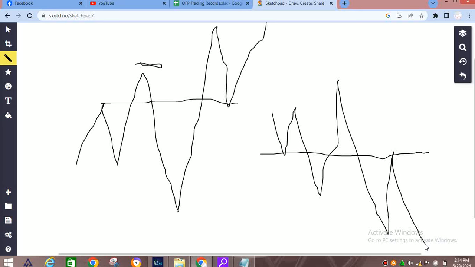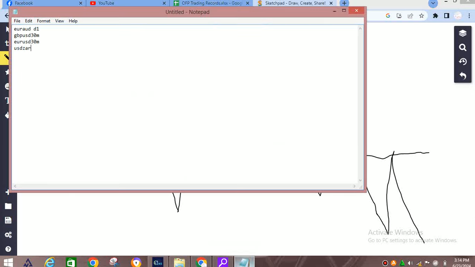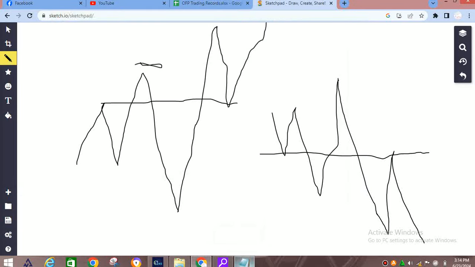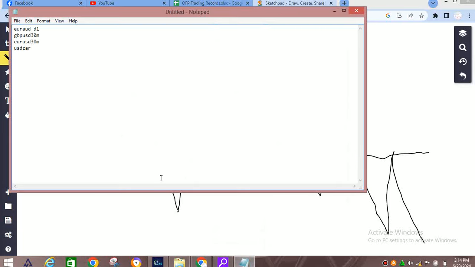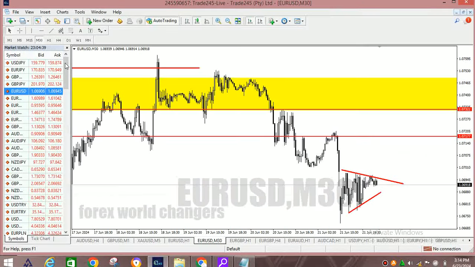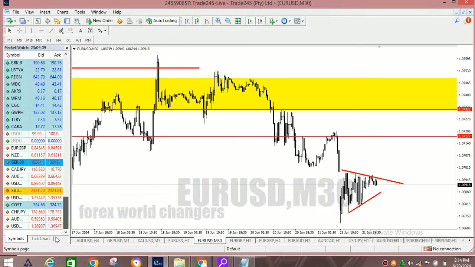So let's go to the real time price. Let's go to the charts and try to explain it. I just wrote down the notes. Okay, let's start with the USD ZAR and explain it on the USD ZAR. USD ZAR is supposed to be just below here. Okay, there it is.